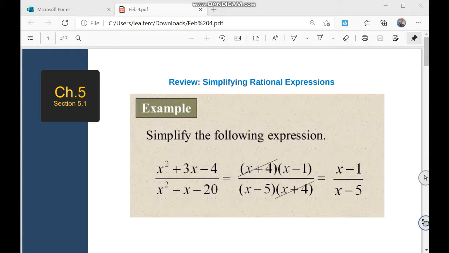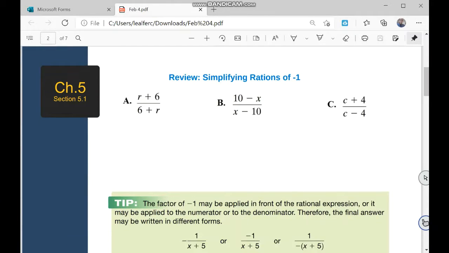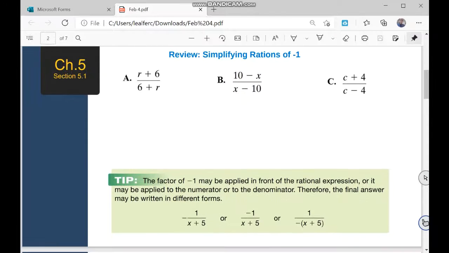Now, yesterday we specifically worked with a special case, which is simplifying ratios of -1. I have a question now for you. Which option from A, B, or C is going to simplify as -1? If we simplify the rational expression, the result is going to be -1. Which one? A, B, or C? I need to find -1 as a result. Tell me on the chat. Send me your answer.